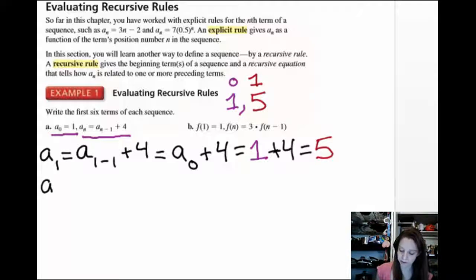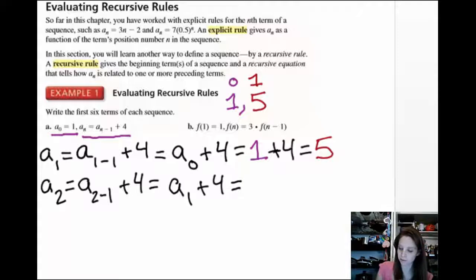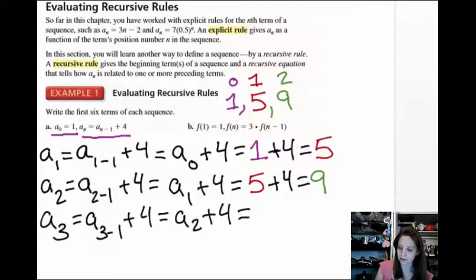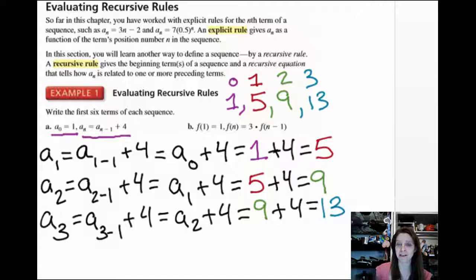For the second term, we'll do a sub 2 equals a sub 2 minus 1 plus 4. A sub 2 minus 1 is a sub 1, which is 5. It's the term right before. Plus 4 equals 9. So term number 2 is 9. Now for the third term, a sub 3 equals a sub 3 minus 1 plus 4 equals a sub 2 plus 4. A sub 2 is 9 plus 4 equals 13. That is the third term. At this point, you might be able to tell that the sequence is just adding 4 to the previous term.